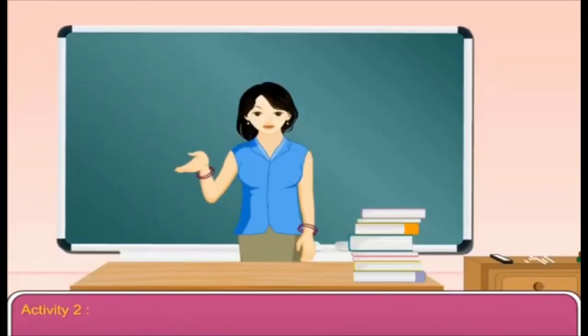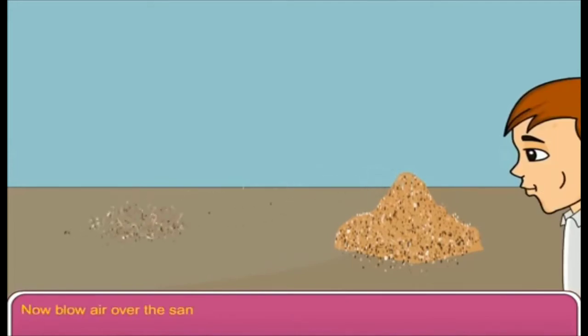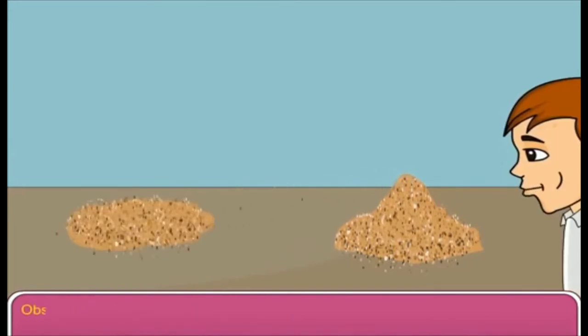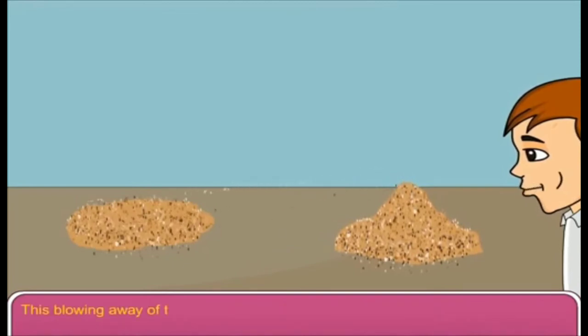Now, in the next activity, we will see how soil erosion takes place by air. Place some sand here and try to blow over it. You will see that when you blow over the sand, it tends to settle and deposit at another place. Now, this blowing away of the top layer of the soil is called soil erosion.